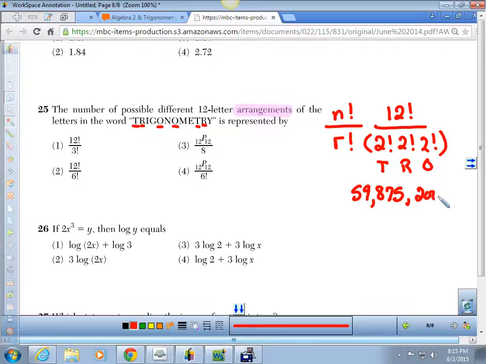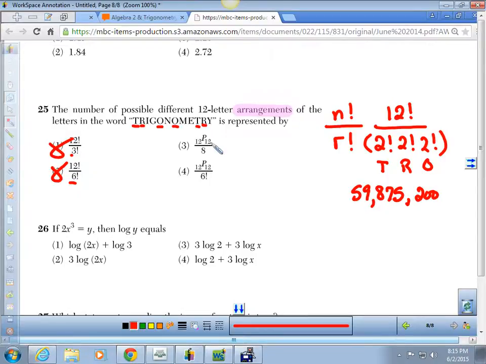59,875,200. Well, notice that's not one of my choices, though, right? They just want to know which one it's equivalent to. Okay. Could it possibly be choice 1? No, why not? They're just saying there's 3 different letters that are being repeated, but it's not including which ones are being included. Choice number 2? No, it can't be choice number 2 either, because they were saying there's just one letter that's repeated 6 times. Up here, one letter is being repeated 3 times. No, that's not what we've got.